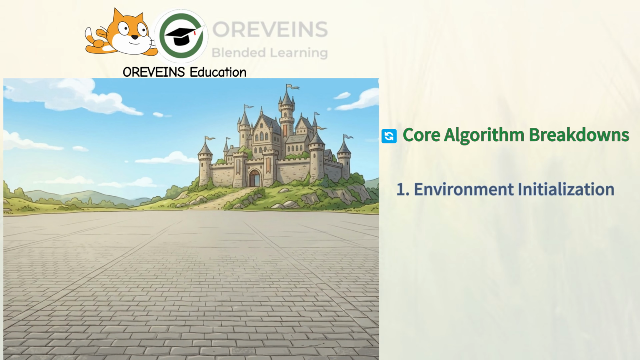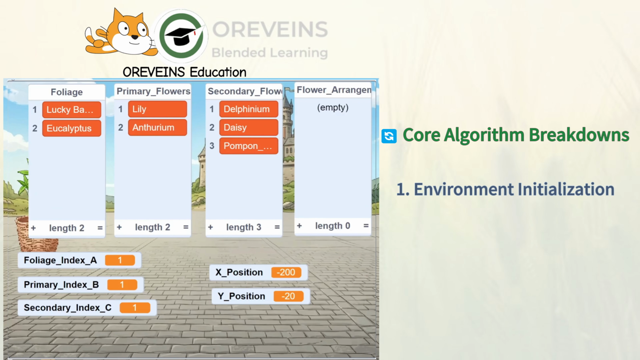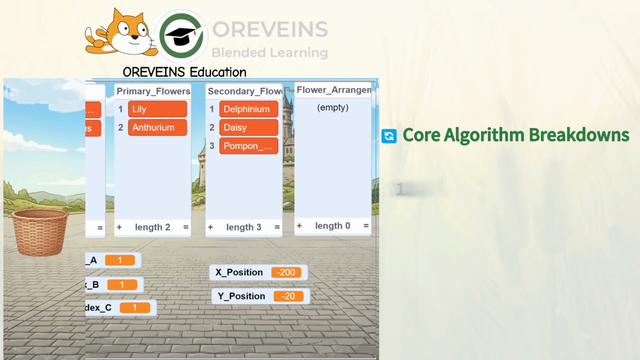1. Environment initialization. When the green flag is clicked, we must make sure the stage is completely clean. We use Erase All to remove any previous drawings and clear the flower_arrangement ledger list. At the same time, we set our starting coordinates so the magic basket sprite begins at the left side of the plaza, ready to build the display from left to right and top to bottom.